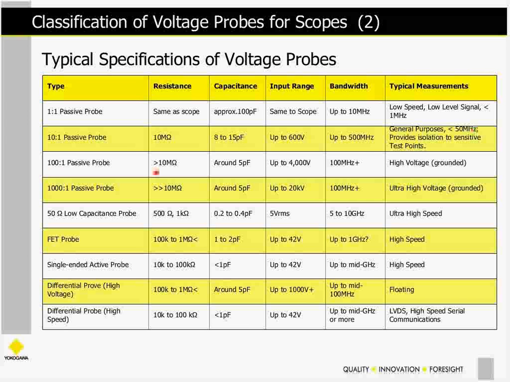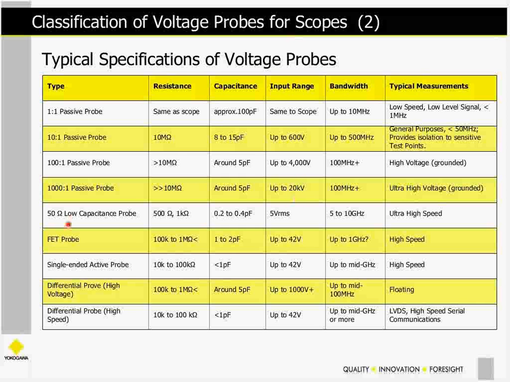The 100-to-1 passive probe has a higher input resistance, modest input capacitance. It can extend the range to 4,000 volts. We offer one that goes to 30,000 volts. The bandwidth on it is reduced, but still 100 megahertz is pretty good for such a simple passive probe design. And it's a single-ended measurement, so you reference your measurement to ground, and it is for high voltage measurements. Similarly, a 1,000-to-1 probe has similar bandwidth, similar use, and it would go to 20 kilovolts.